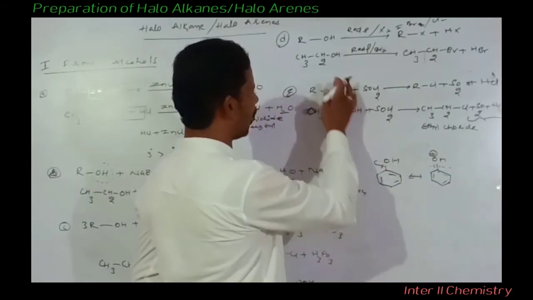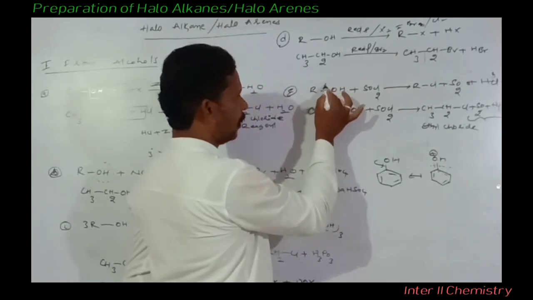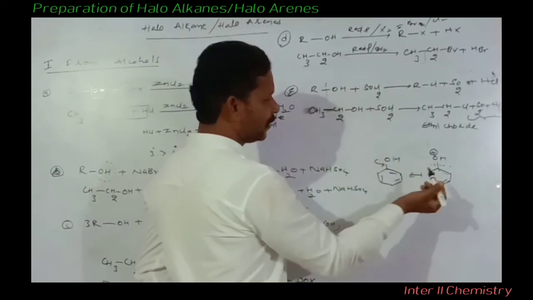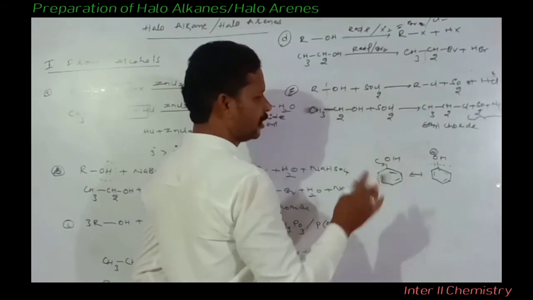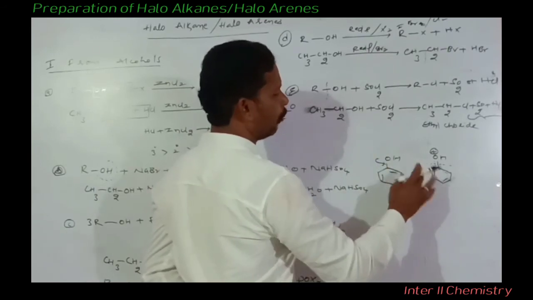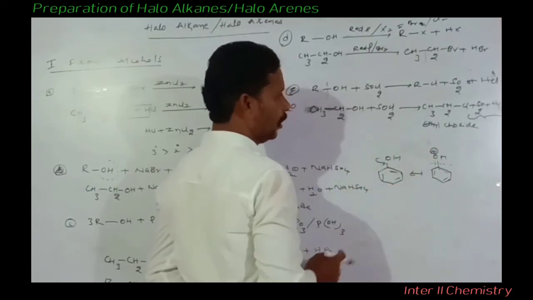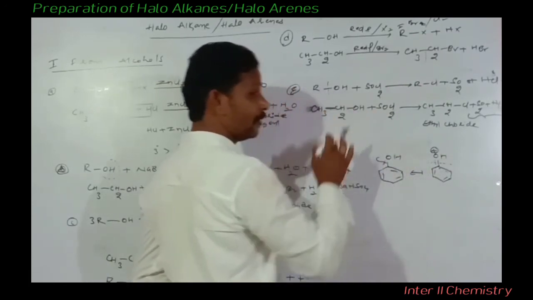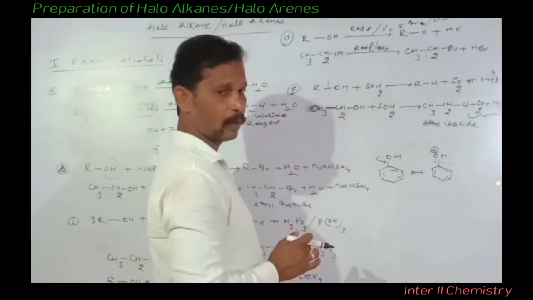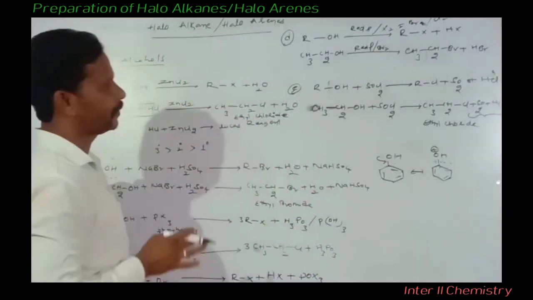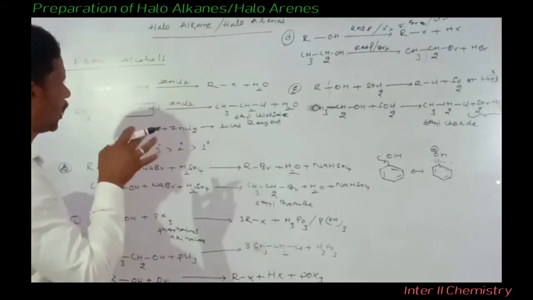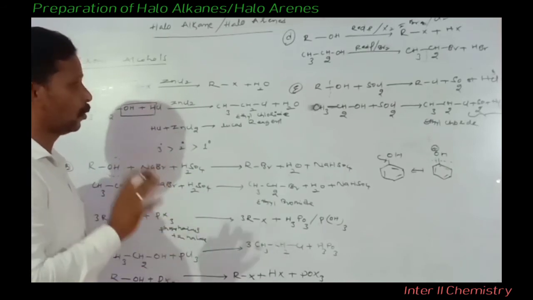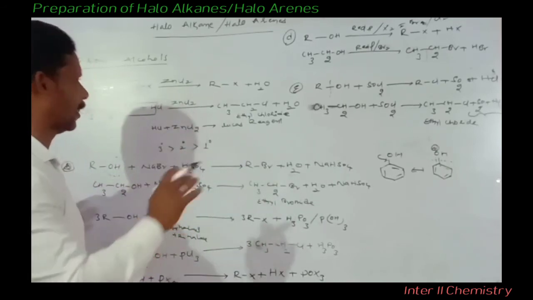In alcohols, which bond is breaking? In ROH, the carbon-oxygen bond is breaking, but in aromatic alcohol it is impossible to break the double bond character of oxygen and carbon. So in this method we can't prepare aryl halides. We are preparing only aliphatic alkyl halides, not aromatic alkyl halides or aryl halides.